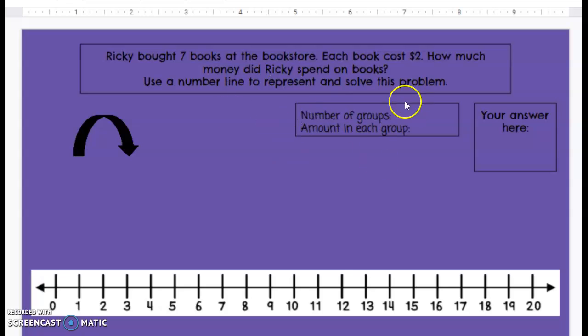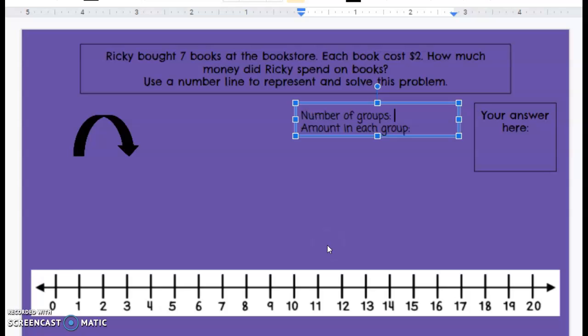Well, the first step that I want you to figure out is the number of groups. And what in this word problem would represent our groups? I only have 2 different things. I have 7 books and $2. What would be our groups in this problem? Think about it.